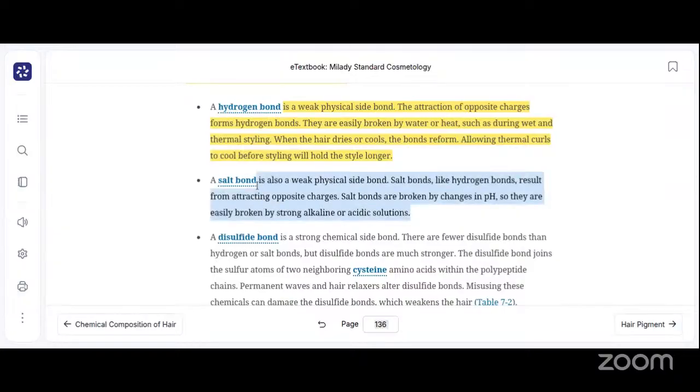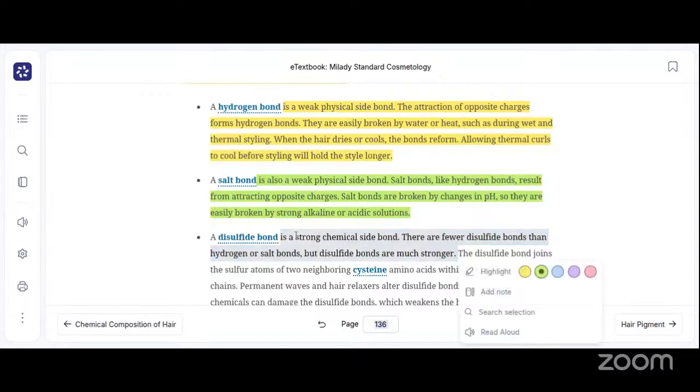Okay, these are broken through pH. You think about shampoos and just different products. Every product that you're putting on your hair, skin, body, your nails has a pH, okay? So they're easily broken by strong alkaline or acidic solutions. And so salt bonds are going to go hand in hand with the sulfide bonds, guys. Okay? Salt bonds are going to go hand in hand with the sulfide bonds.